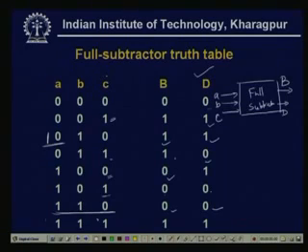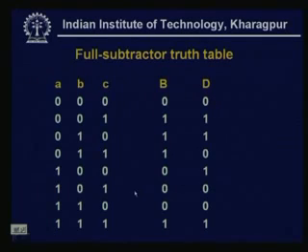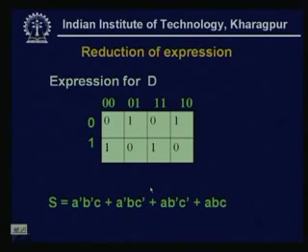But here 1 minus 1, as one borrow is there, previous borrow is there, that is why the difference will be 1 and the borrow will also be 1. So, we can write the input output relationship of the full subtractor. Now, again in the same way we will draw two Karnaugh maps for two outputs, one for the difference D and another for the borrow B.